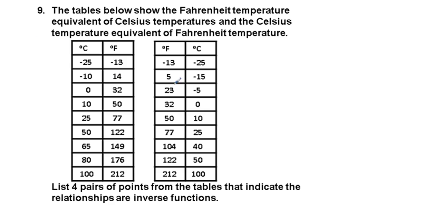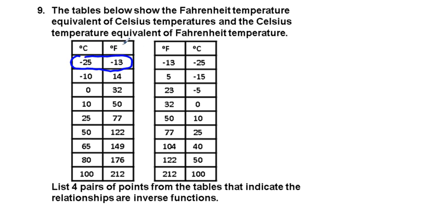Okay, 9. The tables below show the Fahrenheit temperature equivalent of Celsius temperatures and the Celsius temperature equivalent of Fahrenheit temperature. And then you have 2 tables. It says list 4 pairs of points from the tables that indicate the relationships are inverse functions. And really, temperature conversions are one of the classical inverse function applications. Here we have the point negative 25 comma negative 13.